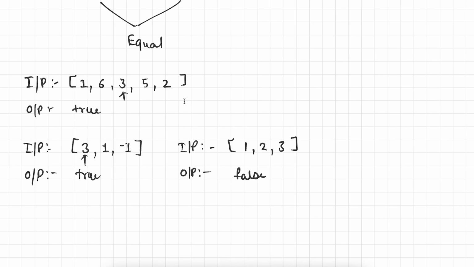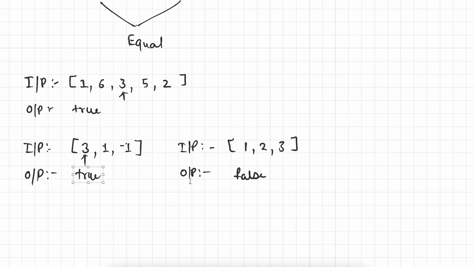Let's see this next example. Here the array is given as 3, 1 and minus 1, and in this array also there is an equilibrium point, and that point is at position 1, that is 3. The reason is simple. On the left side of 3 there are no elements, so the sum of elements to its left is 0, and the sum of elements to its right is also 0, because 1 and minus 1 cancel each other out and it becomes 0. So that is why the output of this input is true.